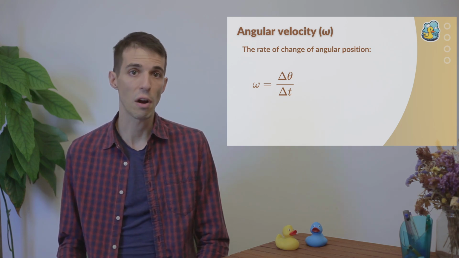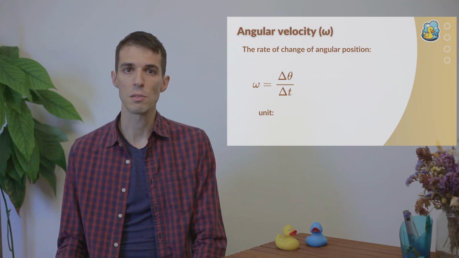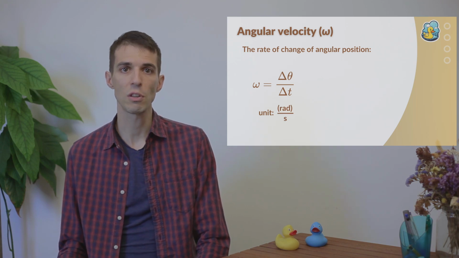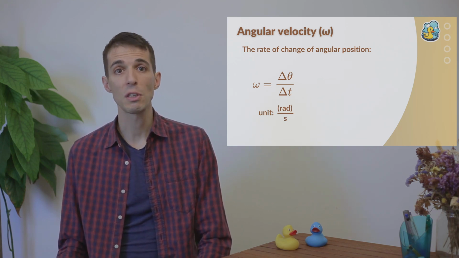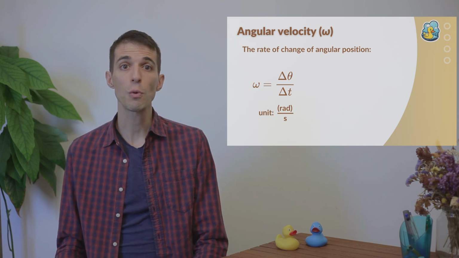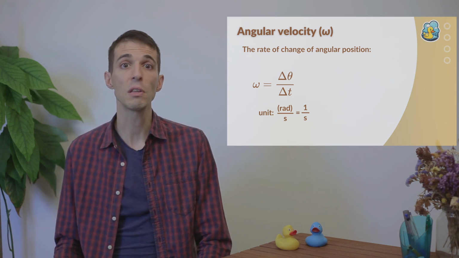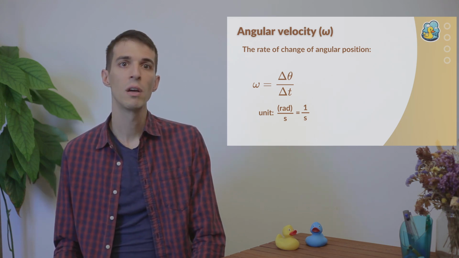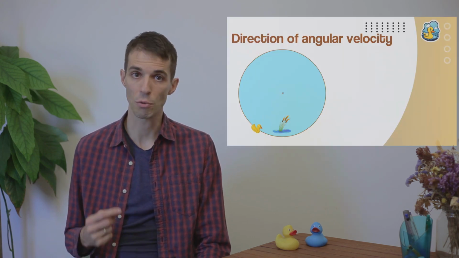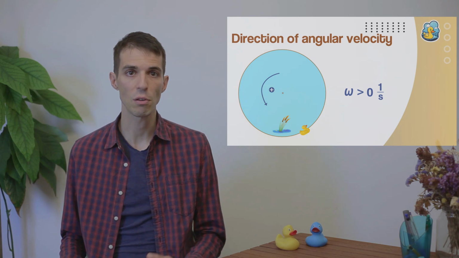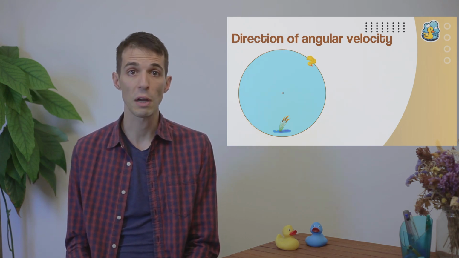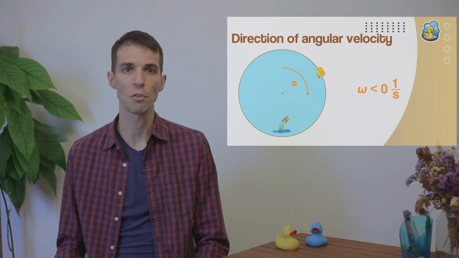You can easily derive its unit. The angular displacement is measured in radians, which is dimensionally just 1. The time interval is measured in seconds. Therefore, we express angular velocities in 1 per second, having in mind that it means radians per second. Just like with displacement, angular velocity can be positive or negative, depending on the direction of rotation. If the duck swims counterclockwise, we call it positive angular velocity. If it swims clockwise, it's negative angular velocity.